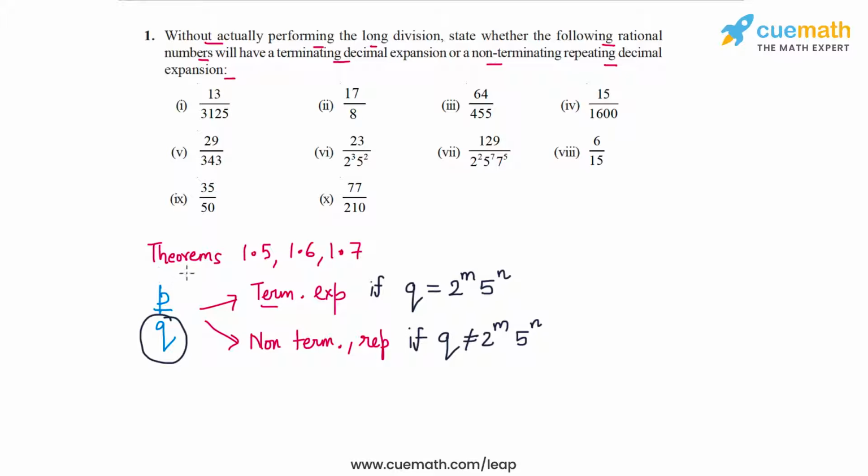So to summarize, what these theorems say is that first you have to check whether p by q is in the lowest form, and once p by q is in the lowest form, then look at the prime factorized form of q. If q has only 2's and 5's, then p by q will have a terminating expansion, and if q has prime factors other than 2 and 5, then p by q will have a non-terminating recurring decimal expansion. Now let's take a moment and discuss why these theorems work.